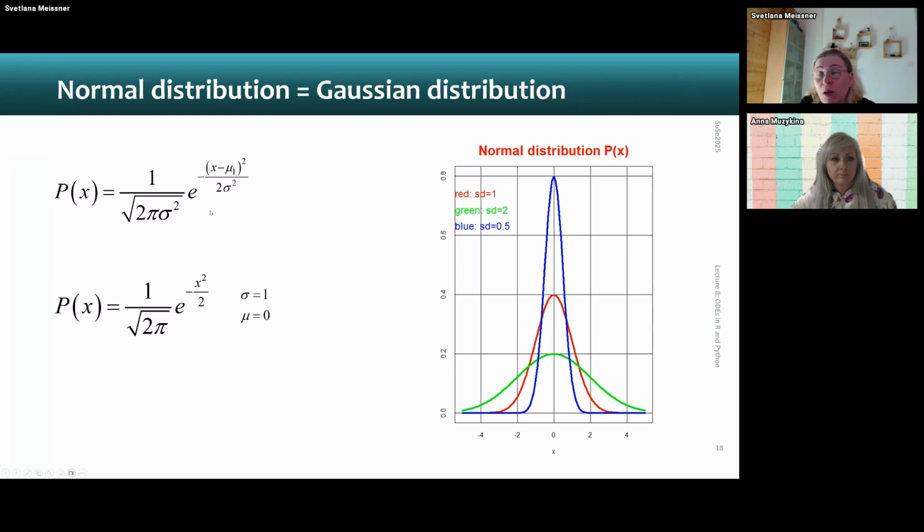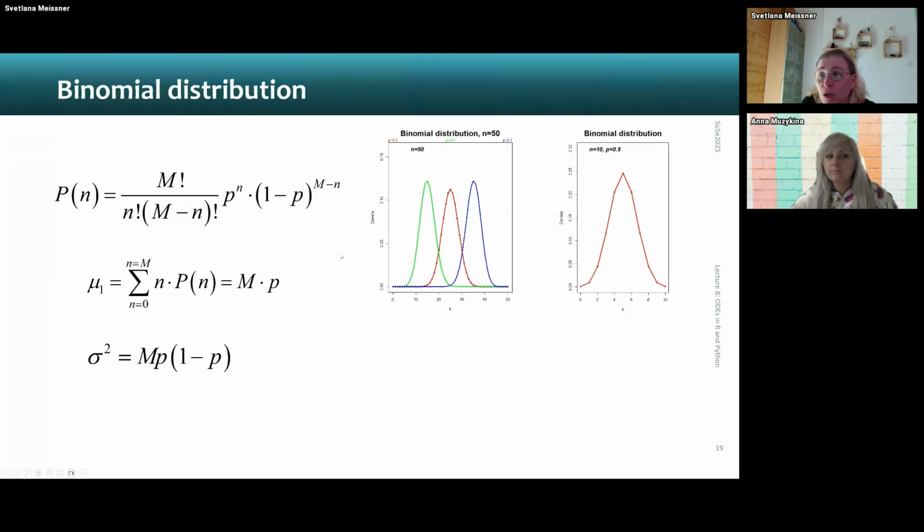Gauss, I think, was the first to calculate this for the specific normal distribution, and then we have these different distributions. Here are examples of the binomial distribution with different parameters.